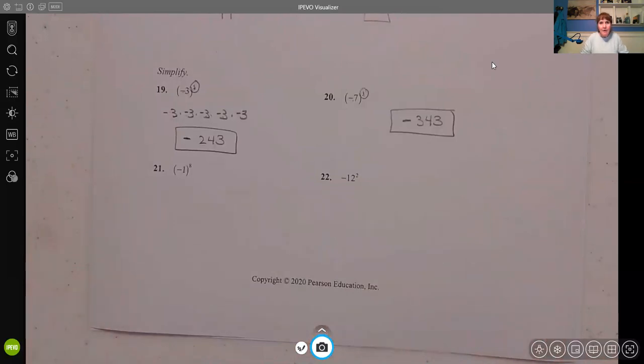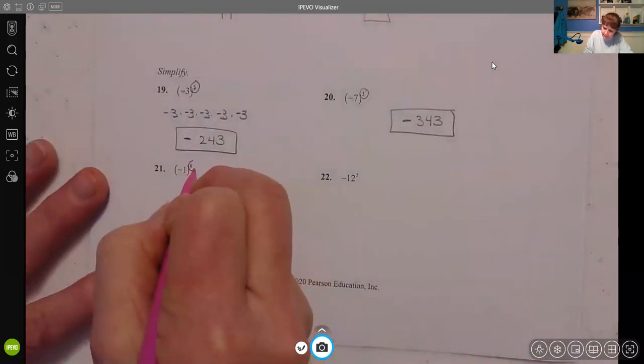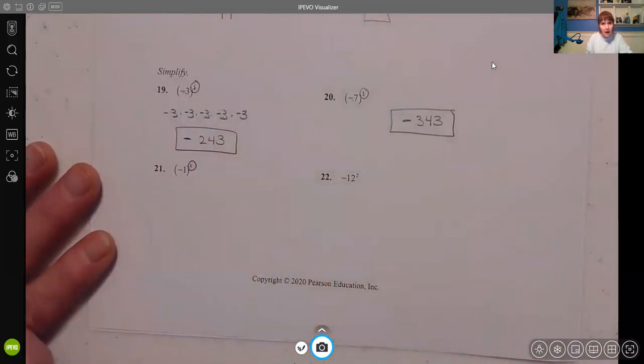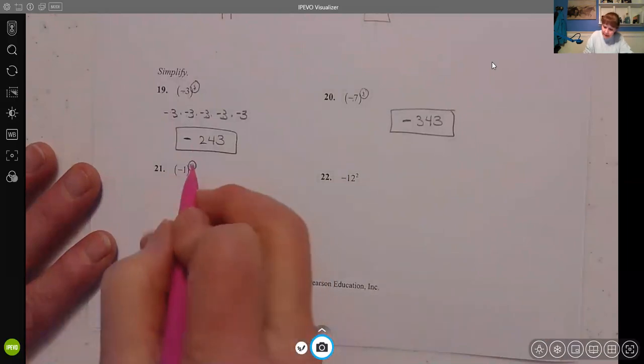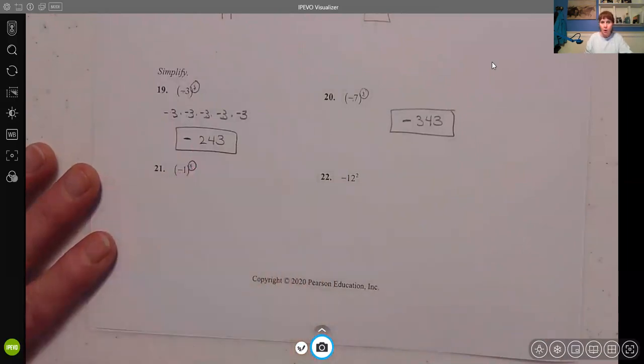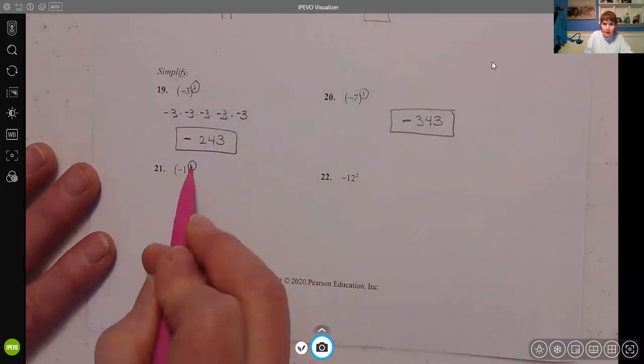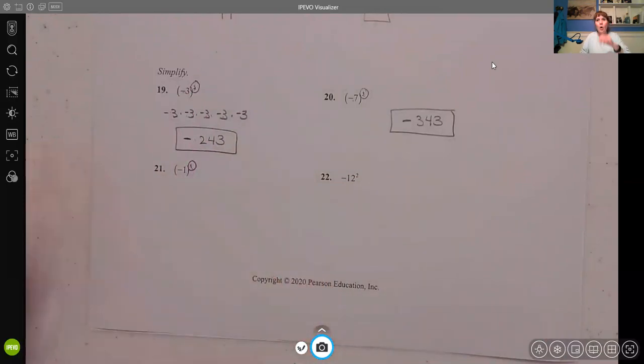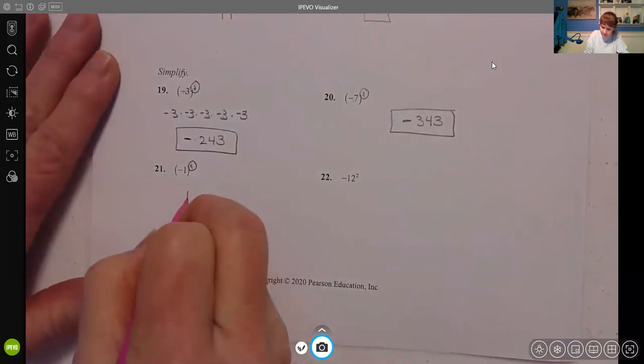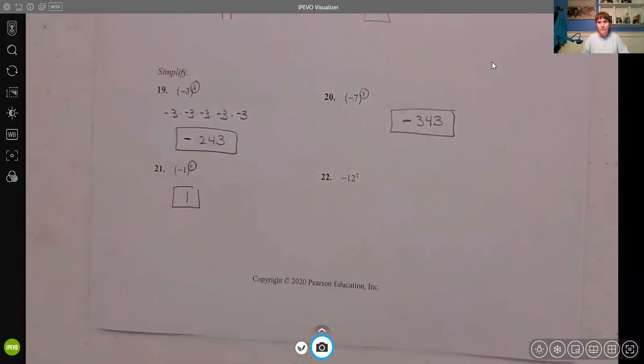Here I have 8 -1s. This is even. So I know my answer will be positive because I have an even number of negatives rather than an odd number of negatives. Because it's even, I know my answer is positive. 1 times 1 times 1 times 1 times 1 times 1 times 1 times 1, you have 8 of them here, is still positive 1. Because 1 times 1 times 1, 8 times is 1.